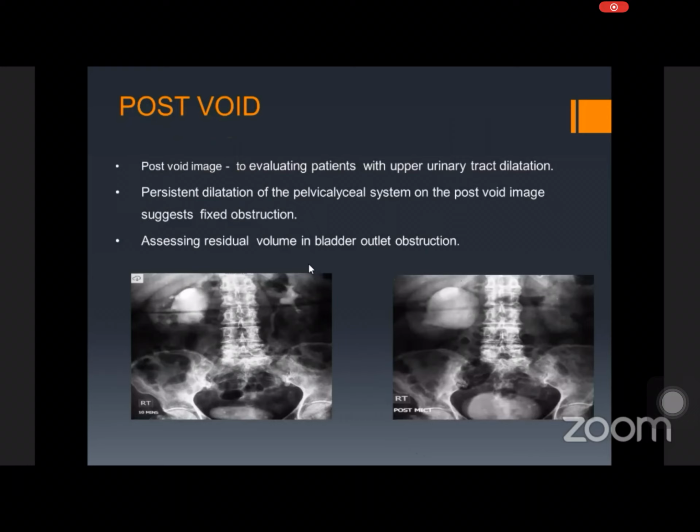Coming to the importance of the post-void image, it is useful to evaluate patients with upper urinary tract dilatation. Persistent dilatation of the pelvicalyceal system on the post-void image suggests a fixed obstruction. In this 10-minute image, the renal pelvis is significantly dilated, and in the post-void image the renal pelvis is progressively more dilated compared to the 10-minute image. This is suggestive of a fixed obstruction. Also, the post-void film is useful to assess the residual volume in patients with bladder outlet obstruction.